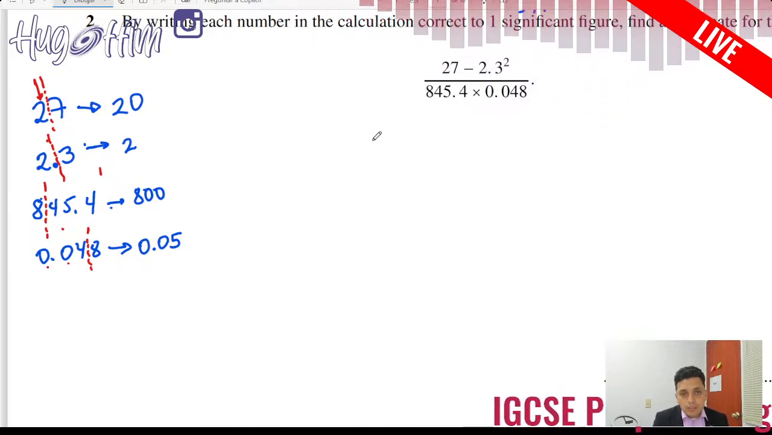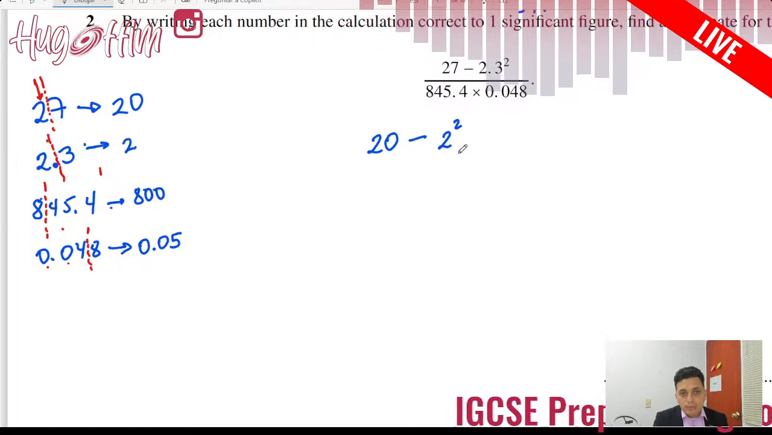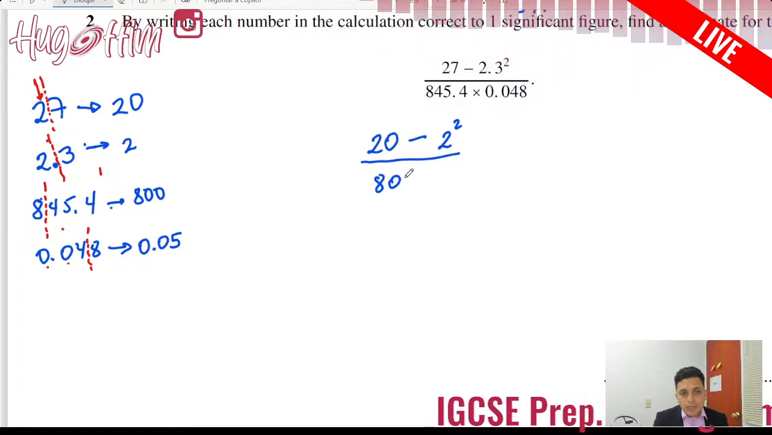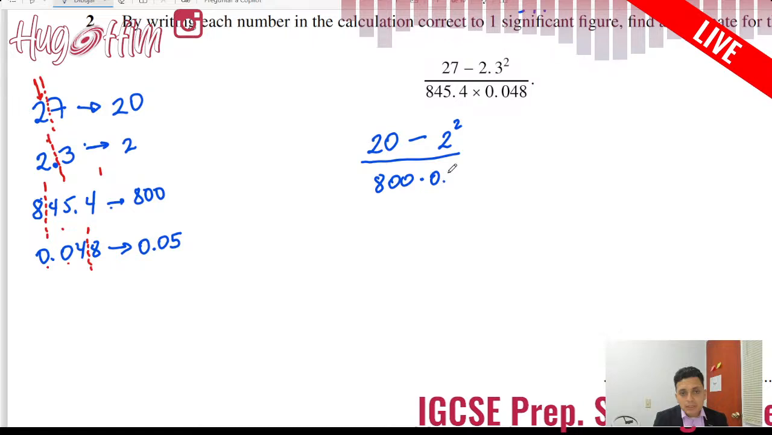Okay? Now that you know how to round or correct numbers to one significant figure, you just have to put them here. So in this case, it's going to be 20 minus 2 to the second power over 800 times 0.05.